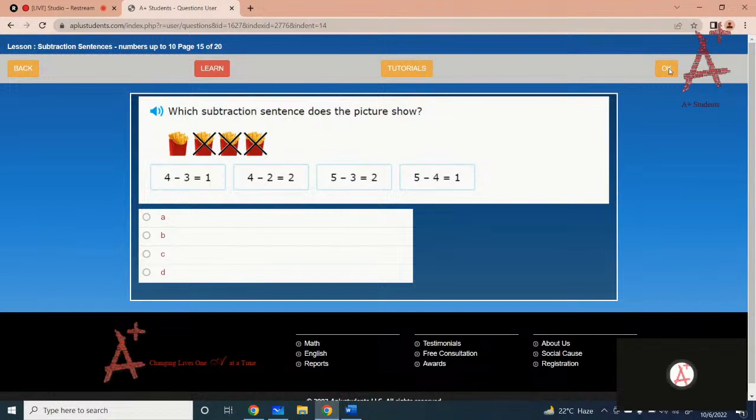Okay, which subtraction sentence does the picture show? So in total you have four of the fries, and out of the four, three of them are crossed out. That means it is 4 subtract 3, and you are left with 1. So it is the first option. 4 subtract 3 is 1. Select the correct option and click on the OK button.